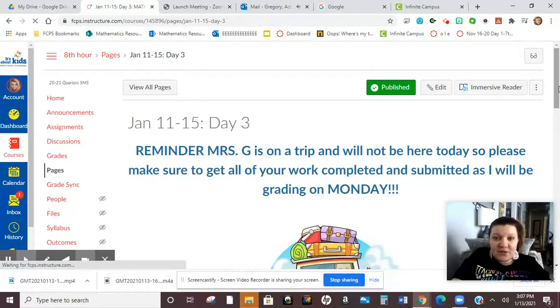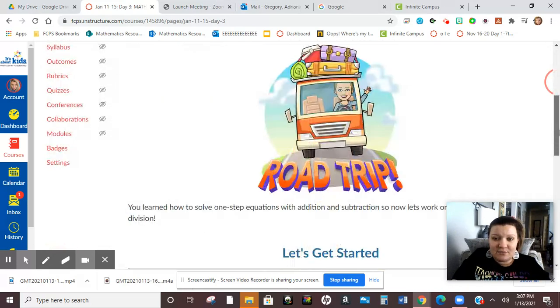Remember, on Monday we learned about adding and subtracting equations. Today we're going to learn about multiplying and dividing equations. And remember, it's important to think about the inverse operation or the opposite operation. Remember, the inverse of add is subtract, and the inverse of subtract is add. So today we're going to talk about multiply and divide. So remember, I'm not here today, so this is your lesson.